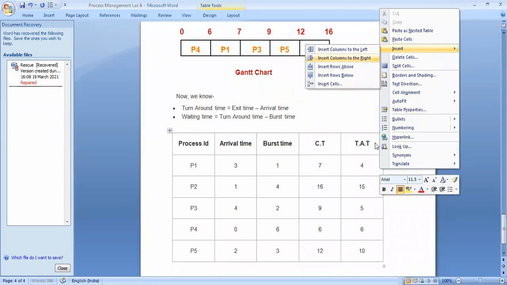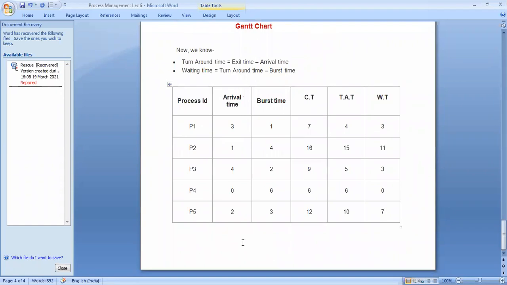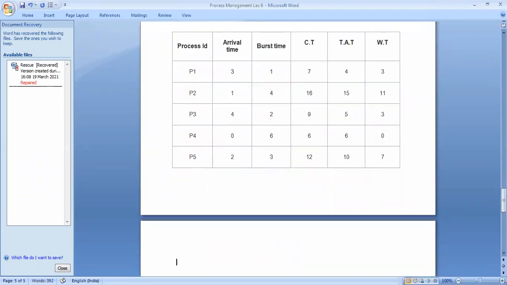Now we calculate waiting time. The waiting time formula is turnaround time minus burst time. 3, next 11, that is 15 minus 4, next 3, next 0, next 7. Okay. So now we'll calculate average waiting time.